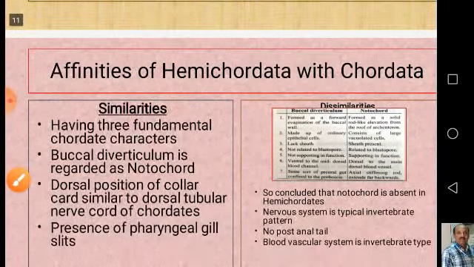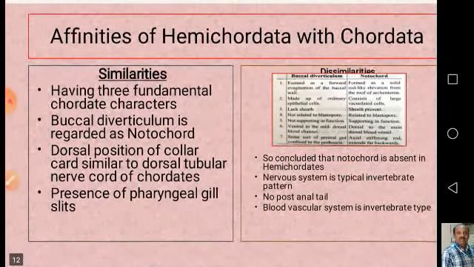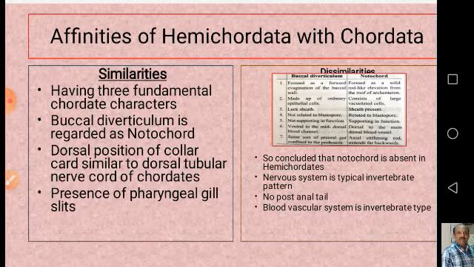Now coming to the affinities of Hemichordata with the Chordata. So far we have discussed affinities of Hemichordates with the annelids and affinities of Hemichordates with the Echinoderms. So both of them are having differences as well as similarities with both the groups. Now coming to the affinities of Hemichordata with Chordata, let us see the similarities.